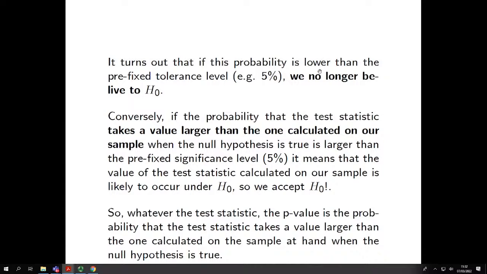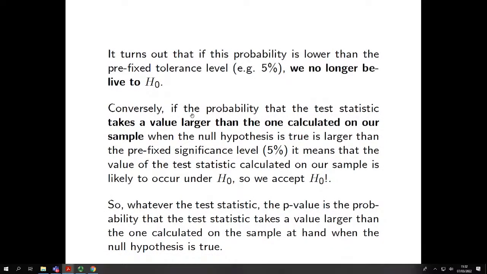So let me write what the slide says. If this probability is lower than the prefixed tolerance level, say 5%, we no longer believe the null because it is too unlikely that I get that number under the null. On the other hand, if the probability that the statistic takes a value larger than the one I computed on my sample is larger than 5%, then I can believe the null.